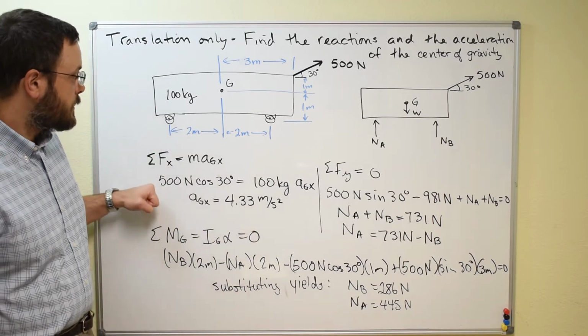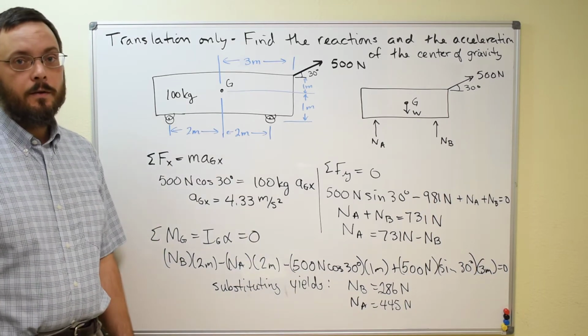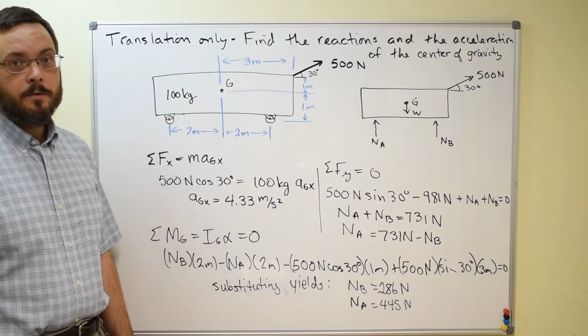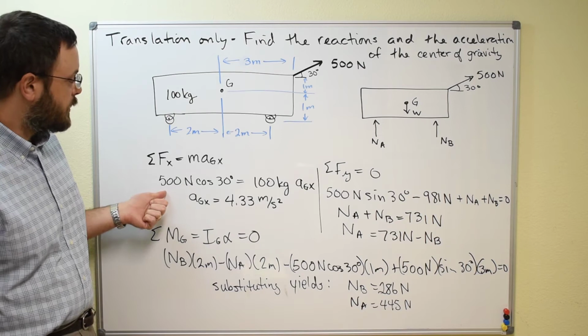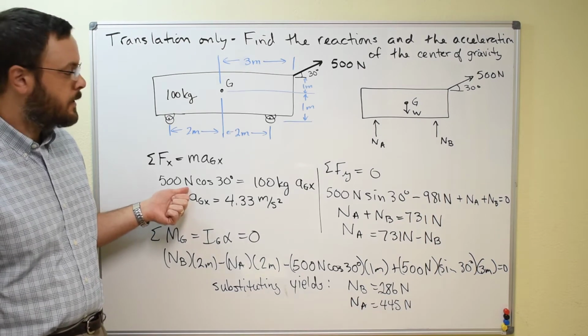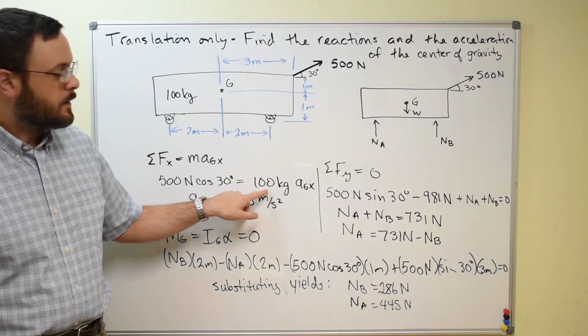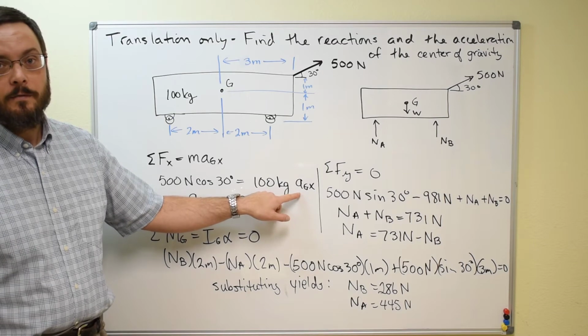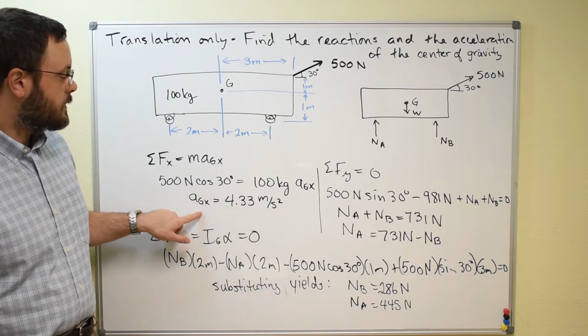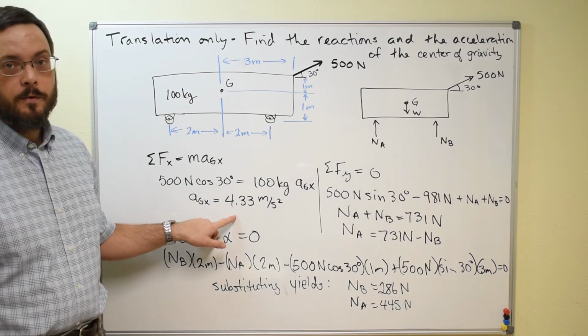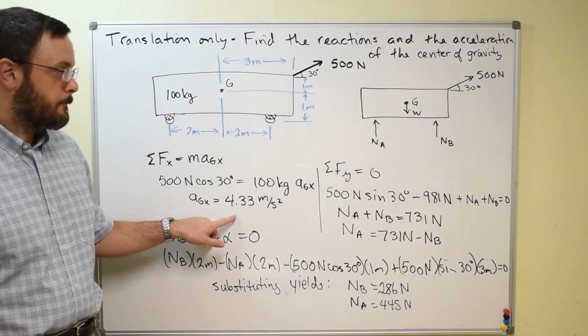So we'll do our sum of forces in the x direction, and the only force is the x component of the 500 newtons. So it'll just be 500 newtons cosine of 30. That will equal the mass times the acceleration of the center of gravity in the x direction. So we can solve that for A_Gx, and we'll get 4.33 meters per second squared.